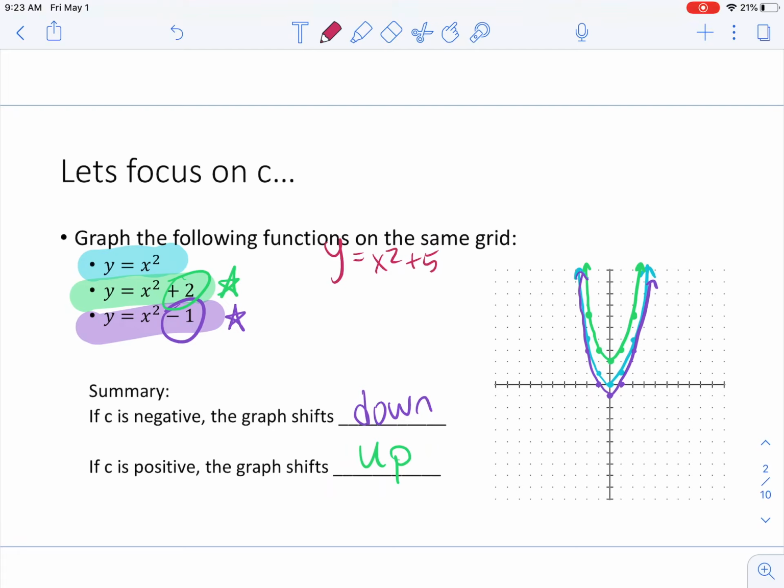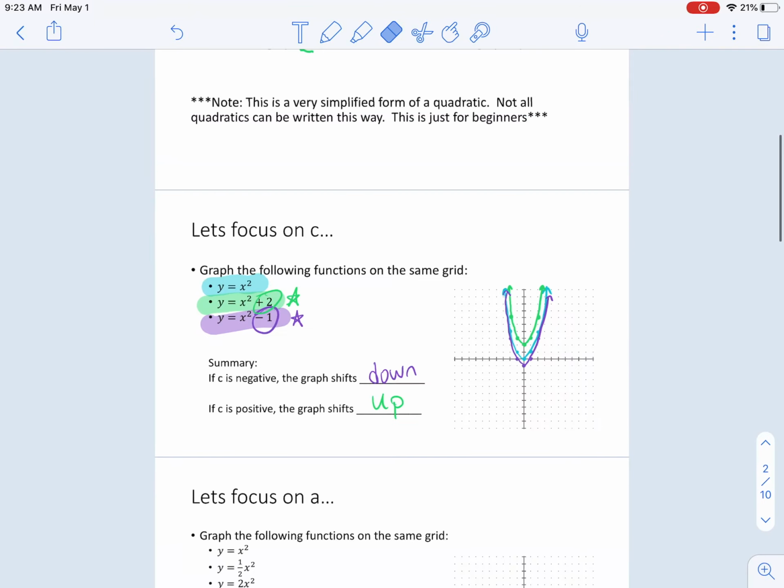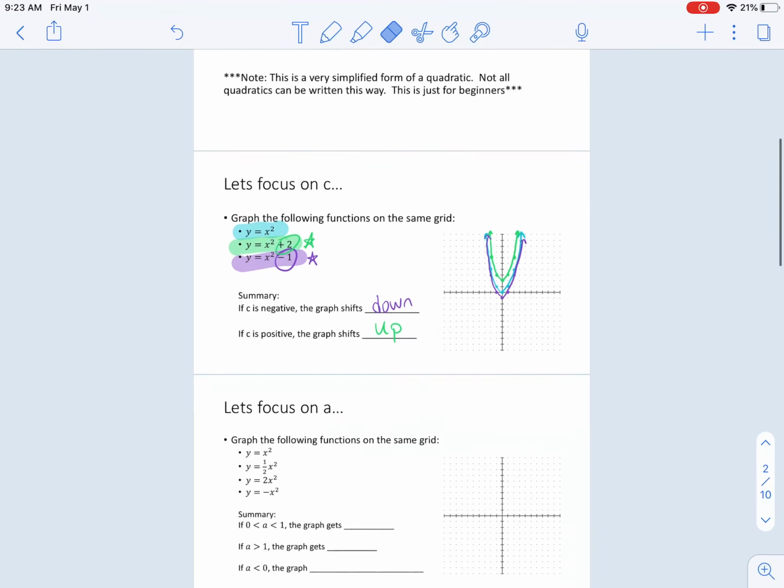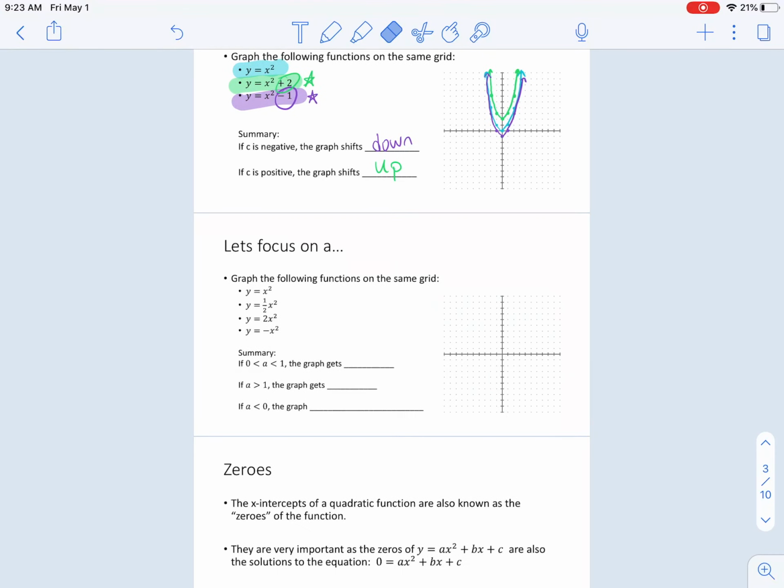This allows us to pay attention and know the details of one graph and be able to graph as many other graphs based on that one graph that we know. If you know x squared really well, you can graph x squared plus 2 or x squared minus 1 or x squared plus 5 with transformations. Now we're going to focus on A.